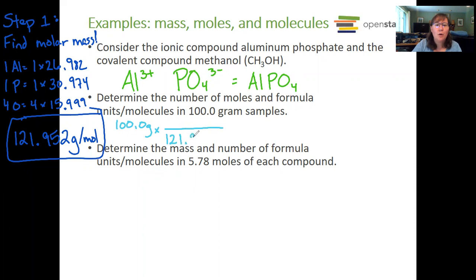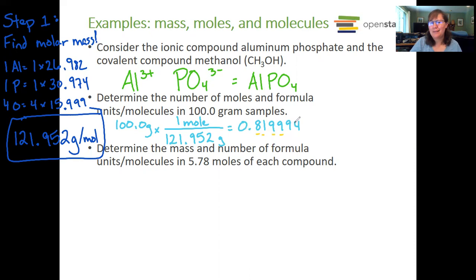So 121.952 grams per mole. And that cancels out our grams. We do this by doing 100 divided by 121.952. And we can have 4 significant figures. This one gets a little tricky, because what I get on my calculator is 0.81999, and I'll just stop it after the 4. And I can have 1, 2, 3, 4 significant figures.